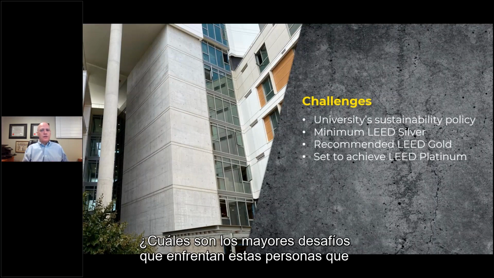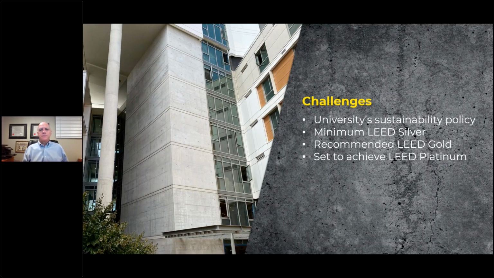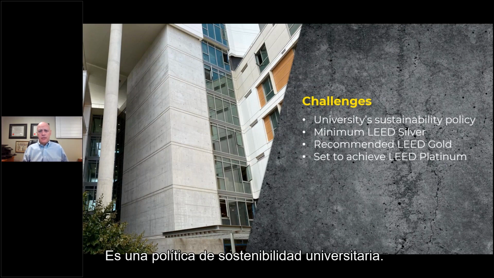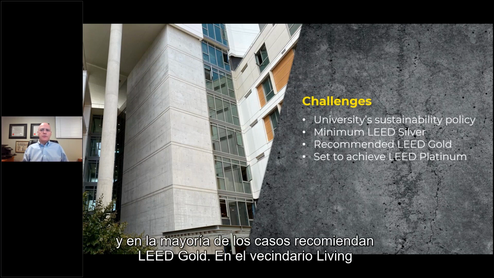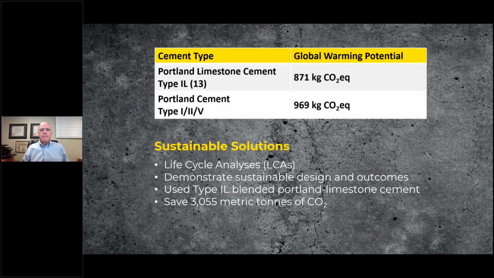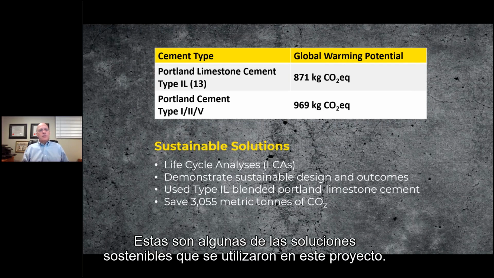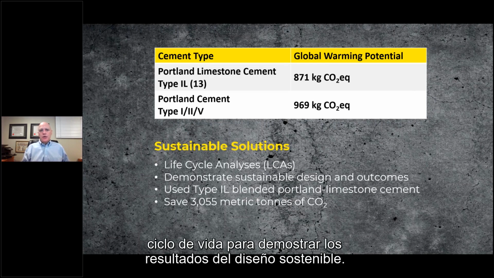One of the biggest challenges faced for constructing new buildings on the UC San Diego campus is the university's sustainability policy. That policy requires that all new buildings are minimum LEED silver. In most cases, they're recommended LEED gold, and the North Torrey Pines Living and Learning Neighborhood was set to achieve LEED platinum. Here are some of the sustainable solutions that were used on this project. Life cycle analysis was used by teams bidding on the project to demonstrate sustainable design outcomes.